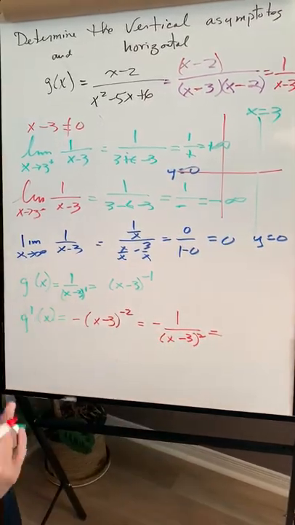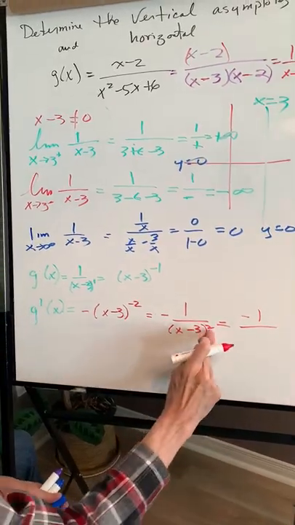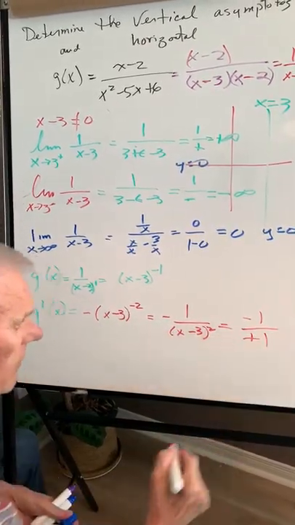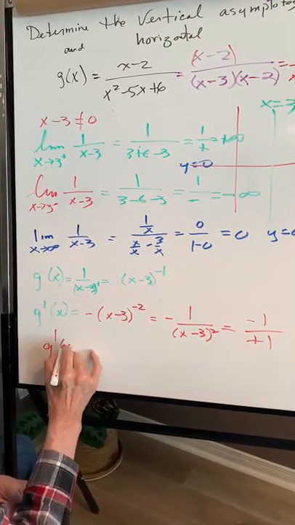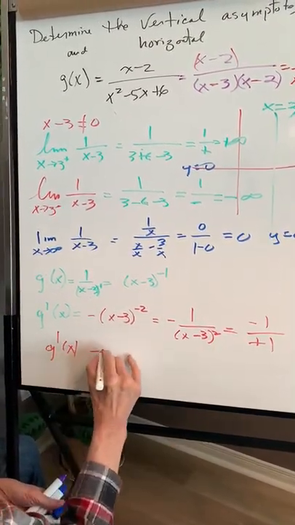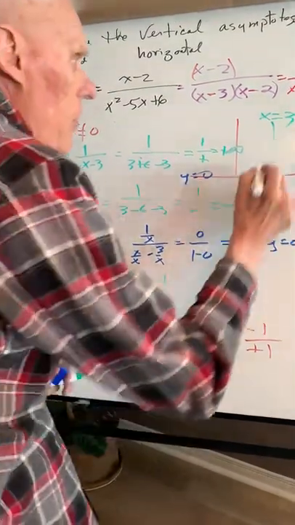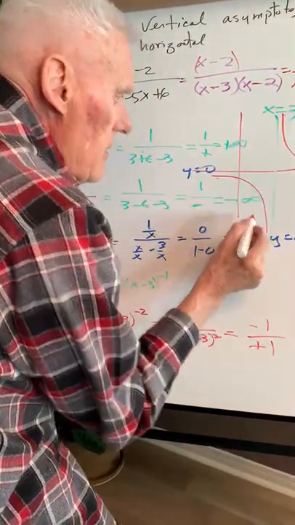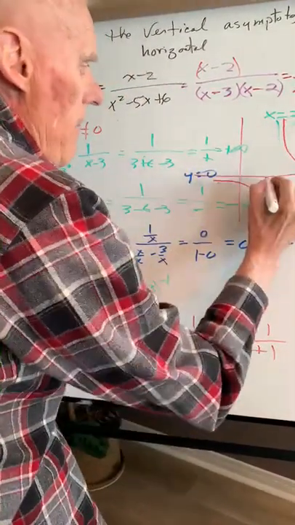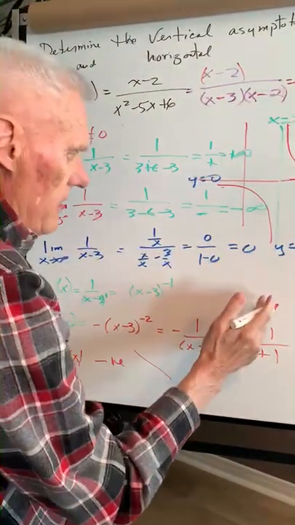Now let's look at the signs. The numerator is always negative. This is squared, it's always positive. This implies the slopes of this curve are all negative, going this direction. So my curve is going to look like this, and like this. Negative, negative, never touches the y-axis. It never touches x equals 3.